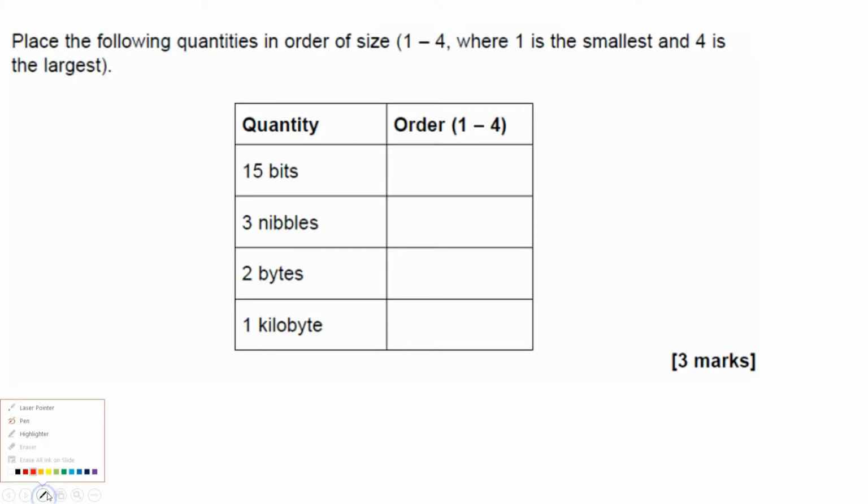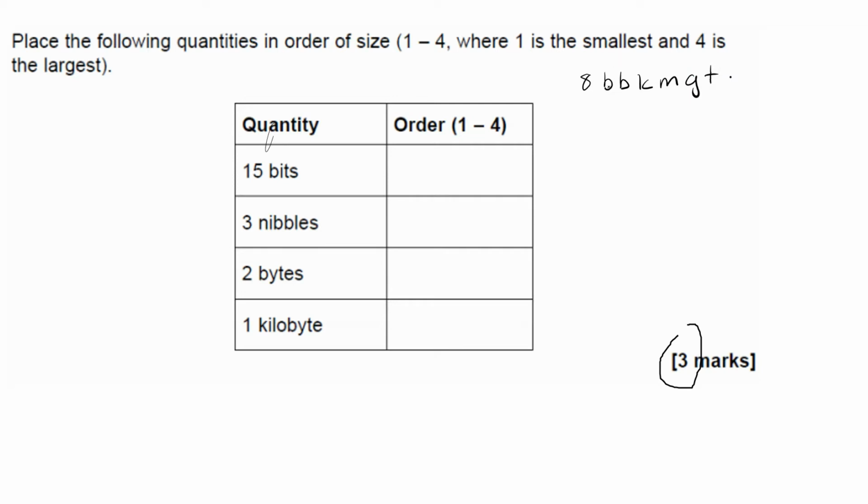So here's the question. We've got: place the following quantities in order of size, and we've got 1 to 4, where 1 is the smallest and 4 is the largest. And this actually gets you 3 marks, which is a lot of marks to be getting. So if you remembered our little acronym that we had, we've got 8 basketball kicks makes gaming tough. So that's the order that it goes.